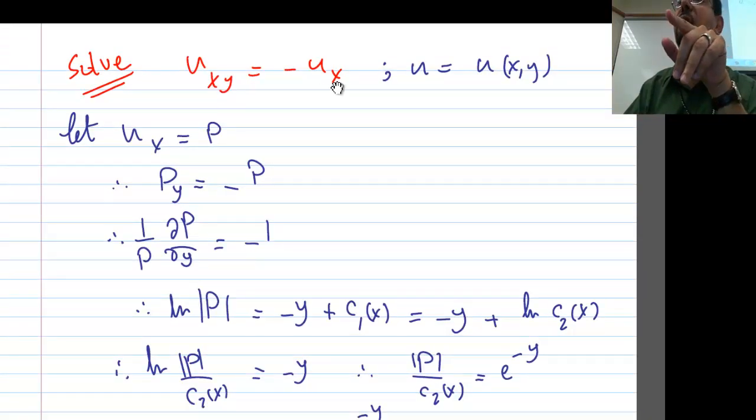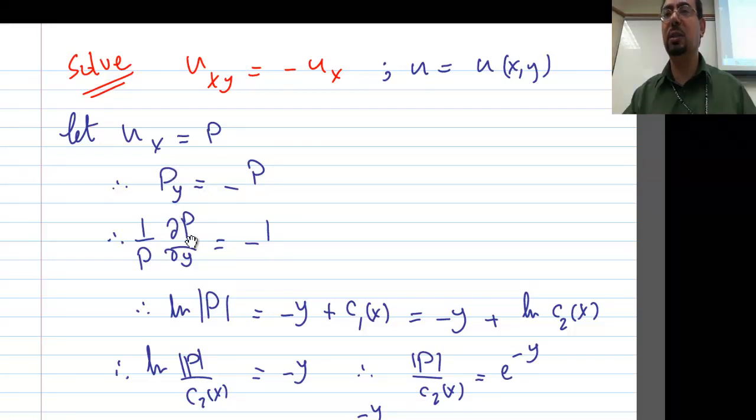So he will get rid of u_x. He will call u_x, which is partial u partial x, a new variable p. Then this equation, rather than being u_xy, becomes p_y. And rather than minus u_x, it becomes minus p. Now this equation in this new variable p is kind of an ordinary differential equation in y: p_y equals minus p. I'm just rewriting p_y as partial p partial y, and bringing the p over here, you get partial p partial y times 1 over p equals minus 1.